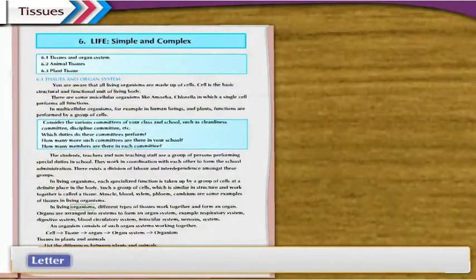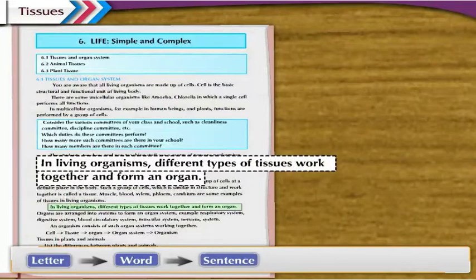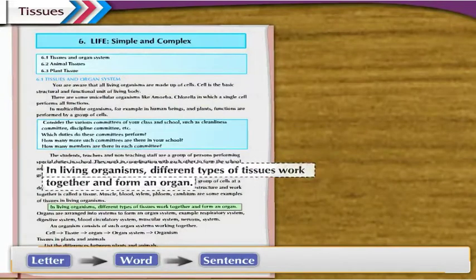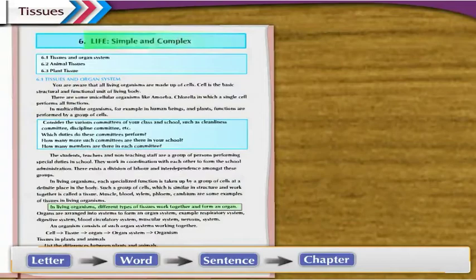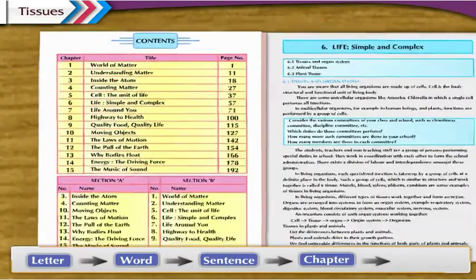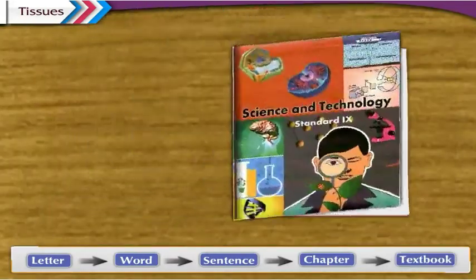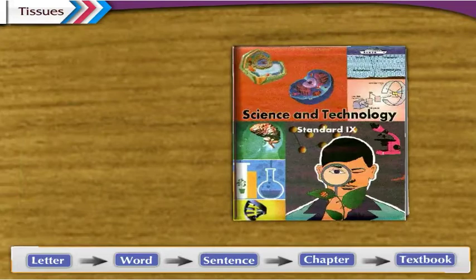Many letters together make a word. Many words make a sentence. Many sentences together make a chapter. Many such chapters make a textbook. Thus, we know that the smallest unit of this order is the letter.